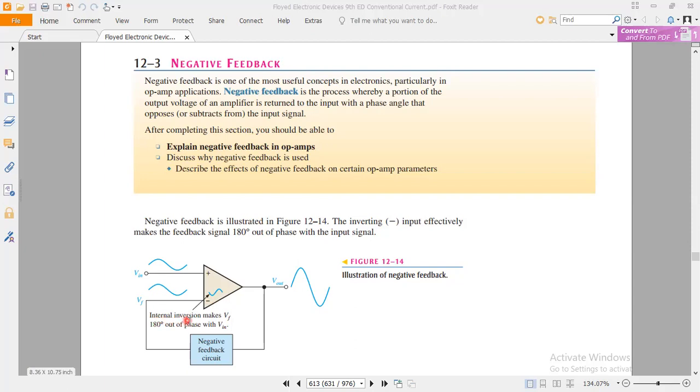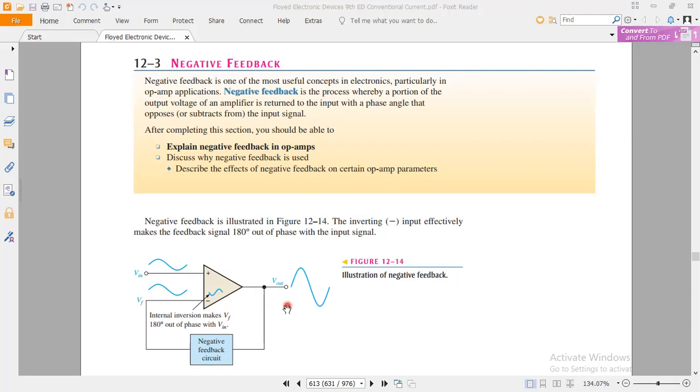You can see the internal inversion makes VF, the feedback voltage signal, 180 degrees out of phase with the input. This is the main thing that happens in the operational amplifier. Negative feedback is illustrated in this figure. The inverting input effectively makes the feedback signal 180 degrees out of phase with the input signal. I already told you the main thing.